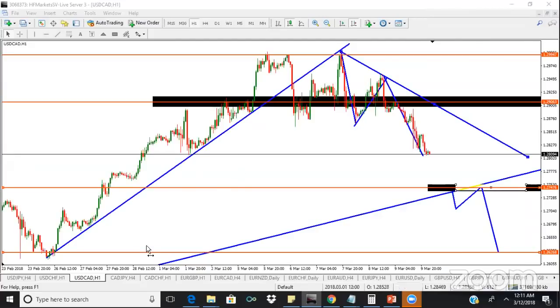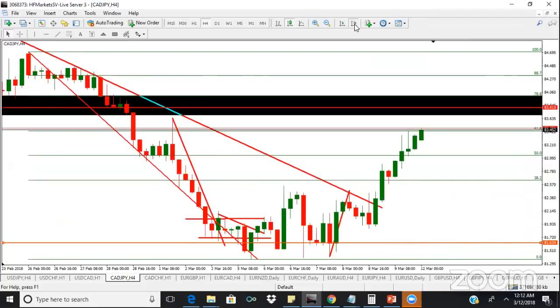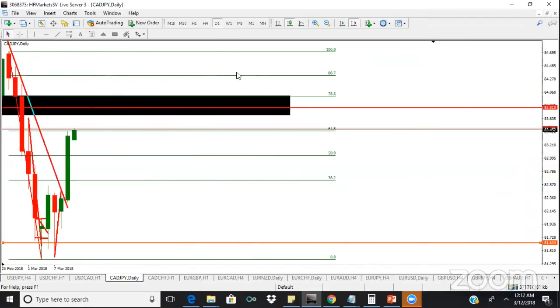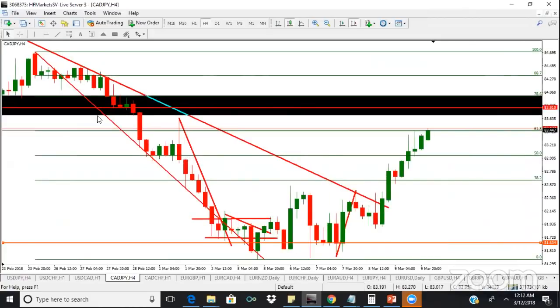Okay. Now let's go to CAD JPY. Look at what has happened. Look, it has broken it. It has broken it here. So it has started an uptrend, until this uptrend is broken.